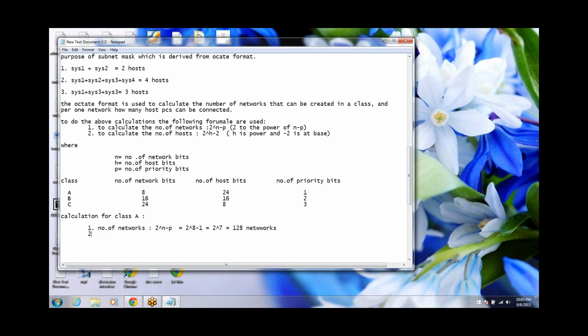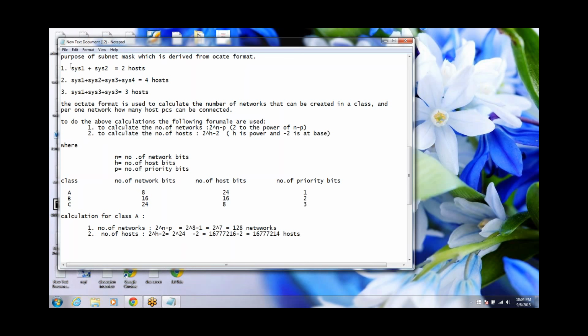Next, the second formula, to calculate the number of hosts. The formula is 2 to the power of h minus 2, that is 2 to the power of 24 minus 2. 2 to the power of 24 is 16,777,216, minus 2, so the value is 16,777,214. This many hosts.